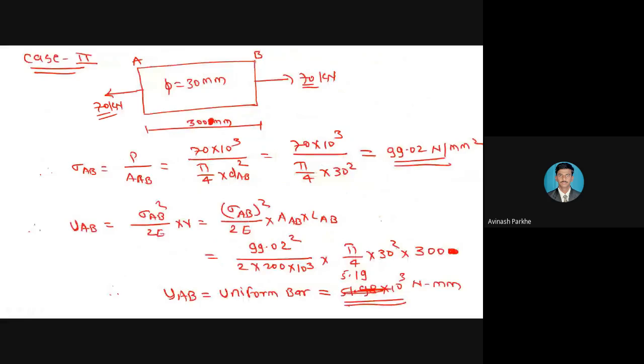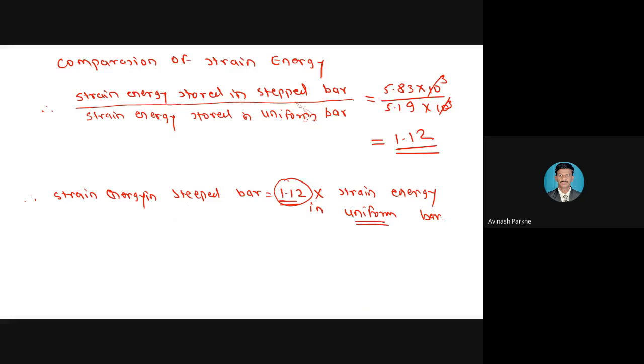Then in the same problem, case number 2 is also given, that is, a uniform section. For that also, we calculated the strain energy, and at the end, we compared them with each other. From that comparison, we observed that the strain energy stored in the non-uniform bar or stepped bar is more than the strain energy stored in the uniform bar. Have you understood this problem? Does anybody have any problem understanding this part? Yes? Have you understood this?